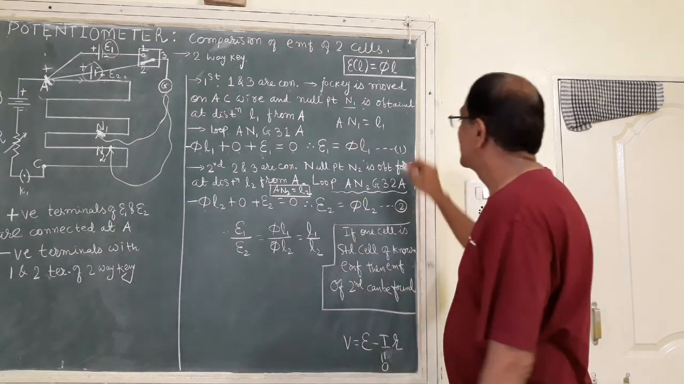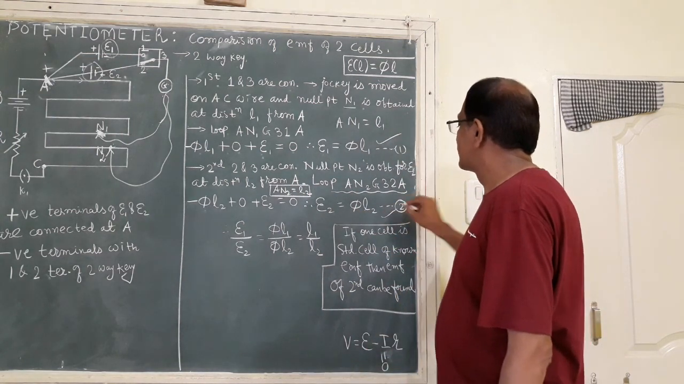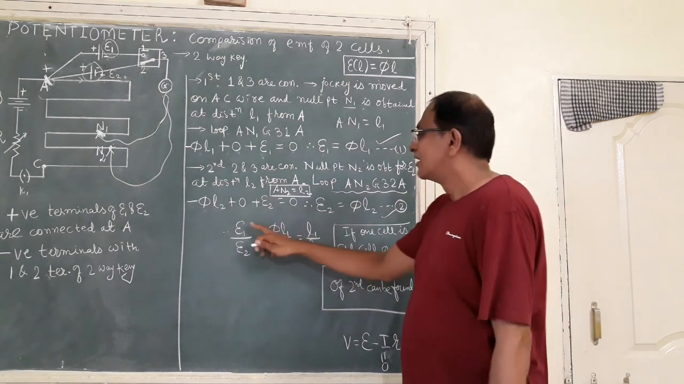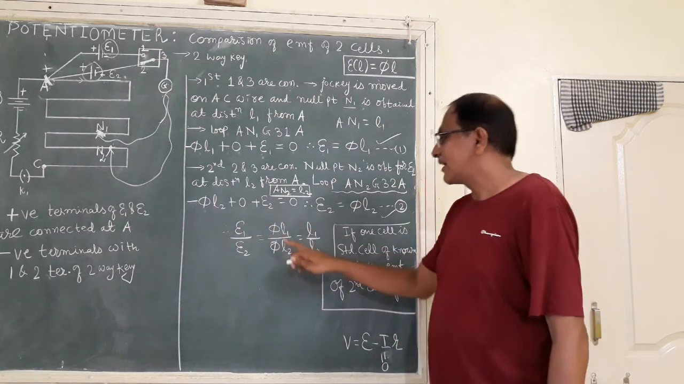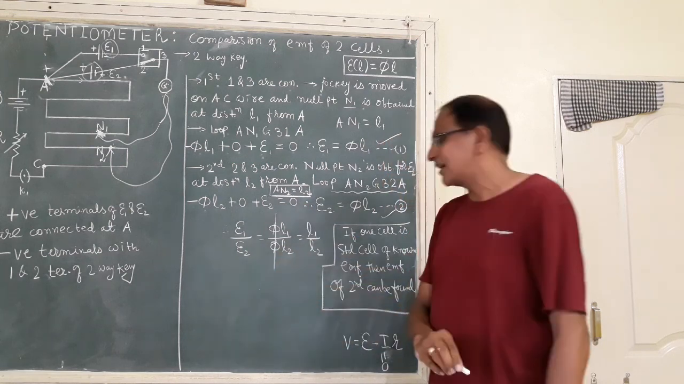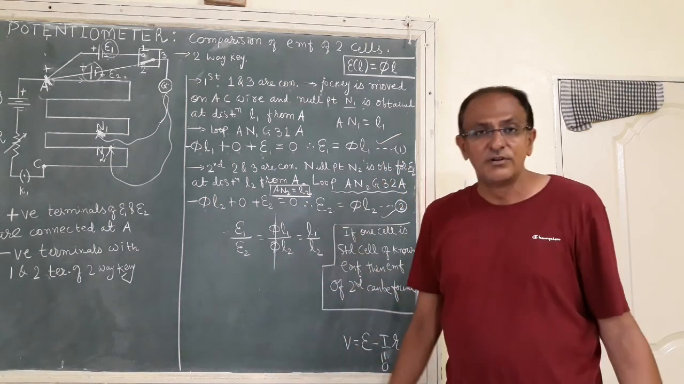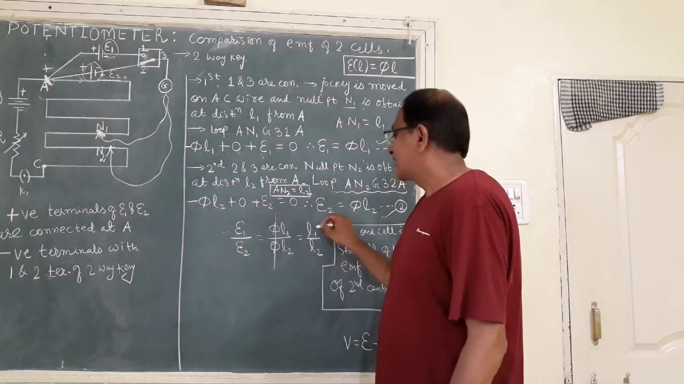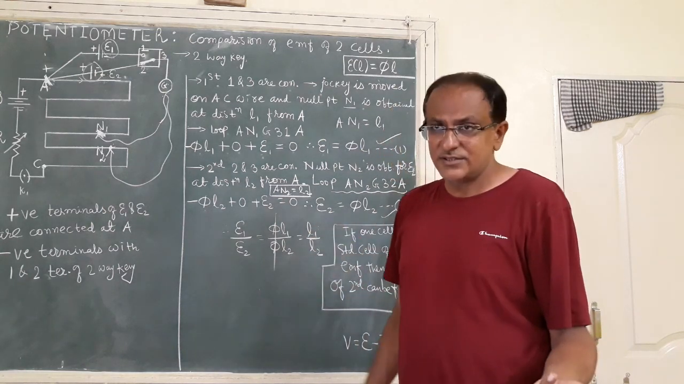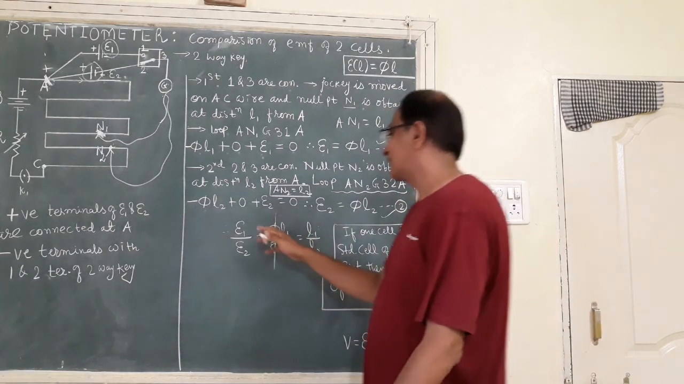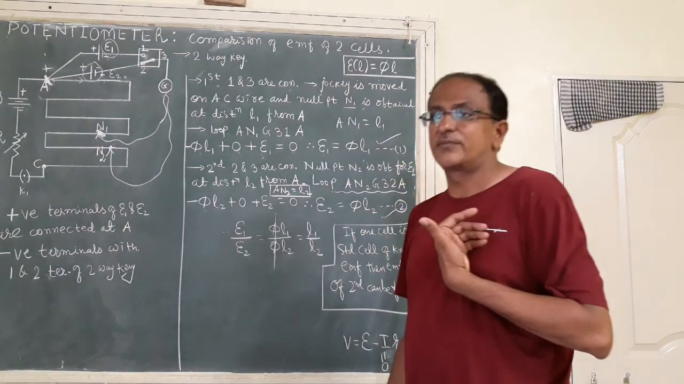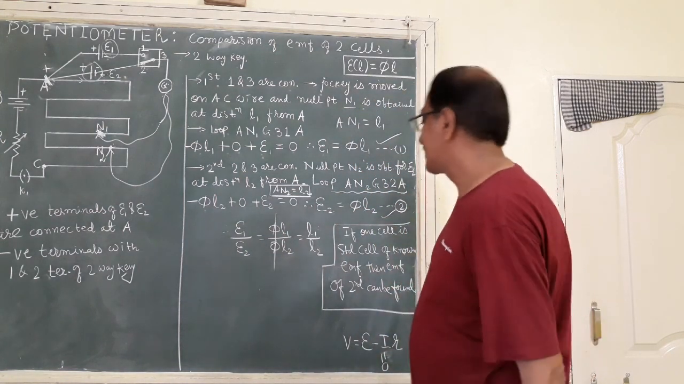Now it is very easy. Take the ratio of these two. So E1 upon E2 is equal to phi L1 upon phi L2. Phi will cancel out, and we will have L1 upon L2. So by taking the ratio of the lengths of their null points, we can compare the electromotive force of the first cell to the second cell.